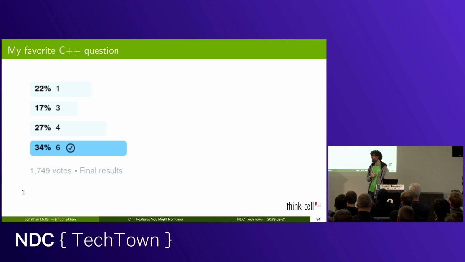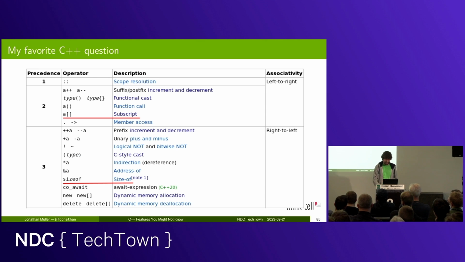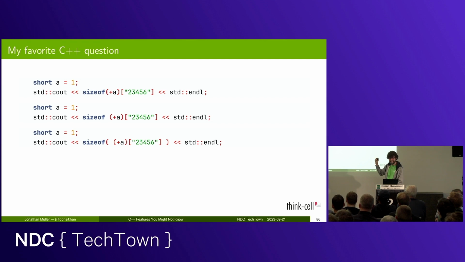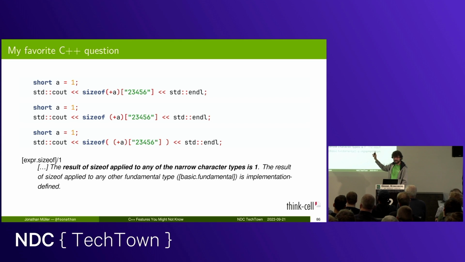You didn't remember the operator precedence table I showed you before. Then we've got subscript, and then we've got sizeof. Sizeof is actually a unary operator, whose precedence is lower than array index. So this code is equivalent to that code, which if you put in parentheses around it, is that code. And the standard says the result of sizeof applied to any of the character types is 1. So the code was completely portable to begin with, and the platform he gave us isn't really important. So this is why this is my favorite C++ question.